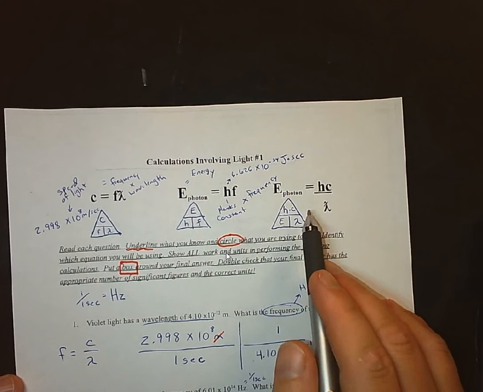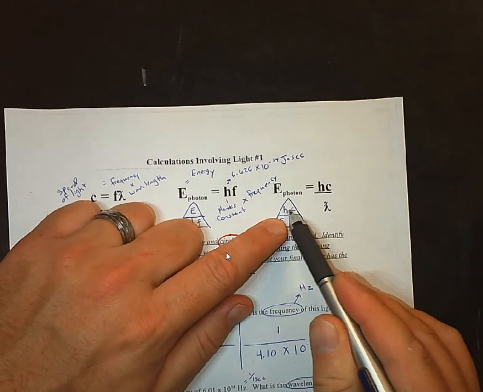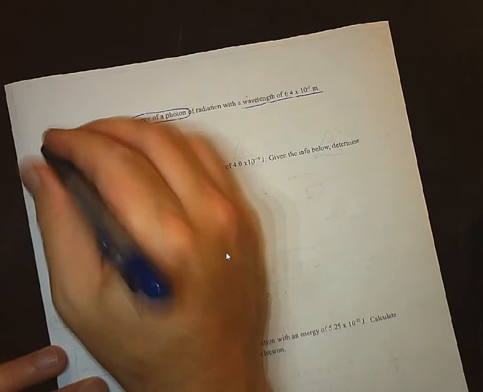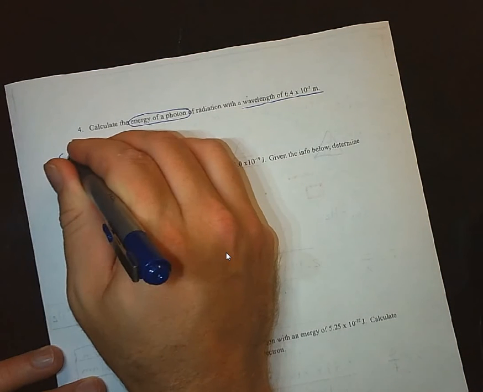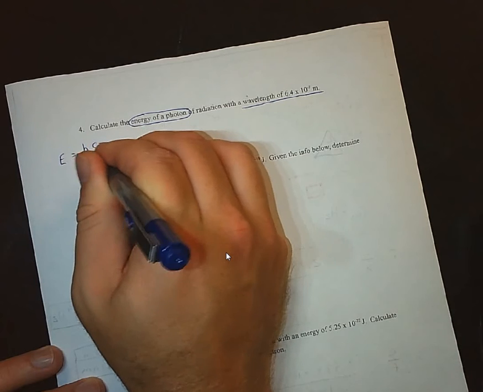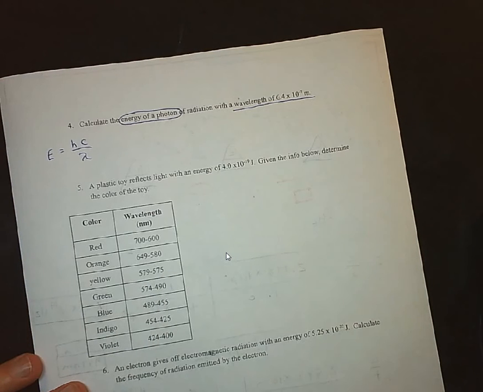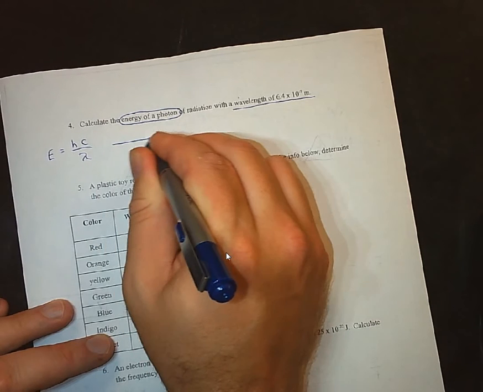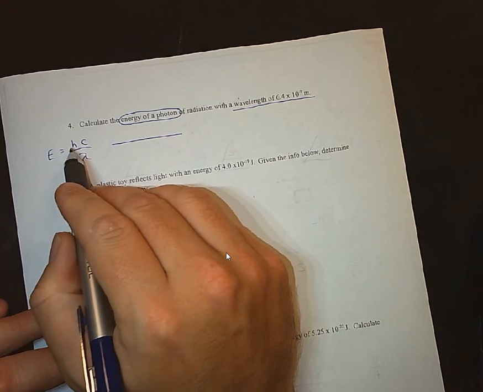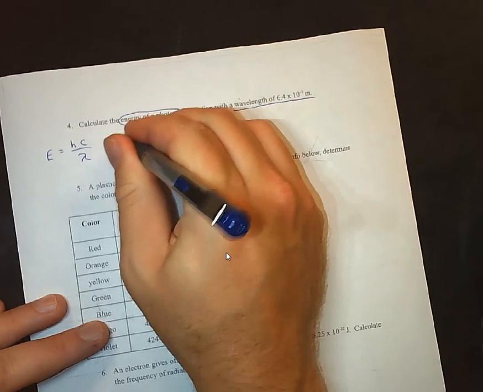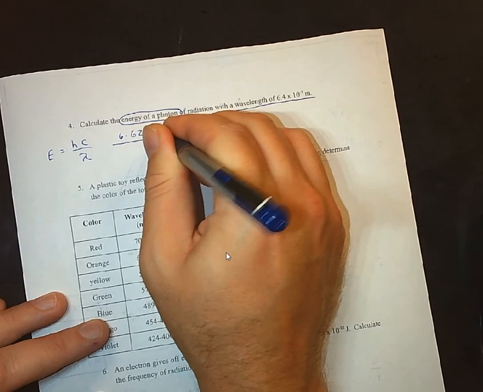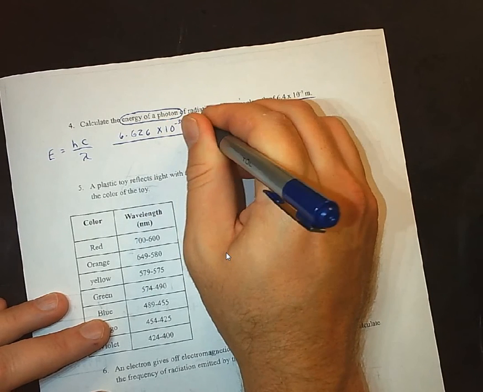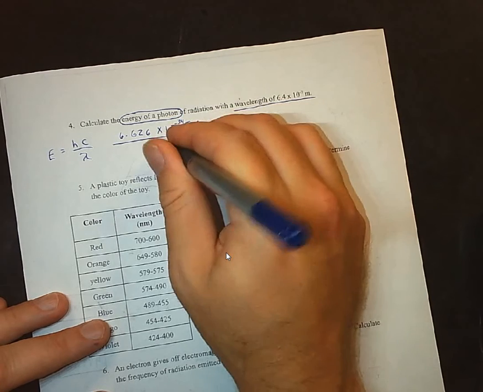Right now we want to know energy, so it's h times c divided by lambda. So always write your equation first. E equals hc over lambda. Okay. So let's just get you guys started. First is h. This is Planck's constant, 6.626 times 10 to the negative 34 joules times a second.